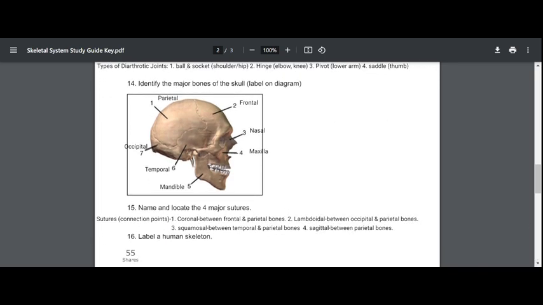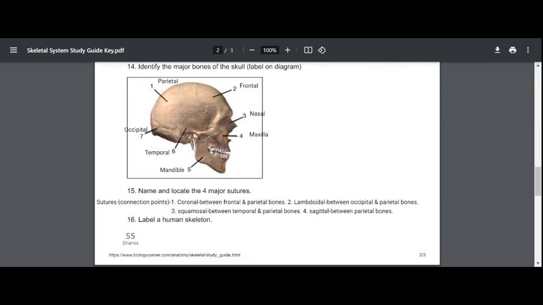Okay, and then for 14, you're going to identify the major bones of the skull. So for number 1, we have the parietal. Over here, in this area, we have the frontal. 3, we have the nasal. 4, maxilla. 5, mandible. 6, temporal. 7, occipital.